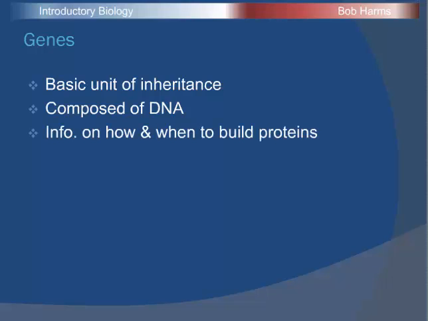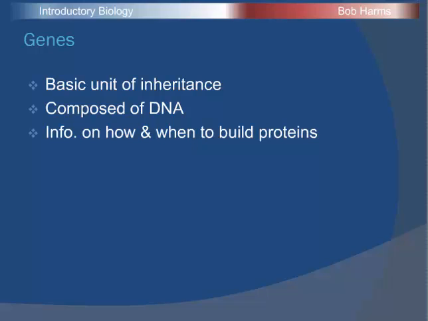But the idea behind a gene is that it's going to provide information on either how to build a particular protein or when to build protein. Remember, we've got over 250,000 different proteins as humans that we have to make. Each protein has its own sequence of amino acids that has to be just right for that protein to fold in its correct shape and have its correct function. And so genes are going to basically provide that instruction booklet on how to build a particular protein.